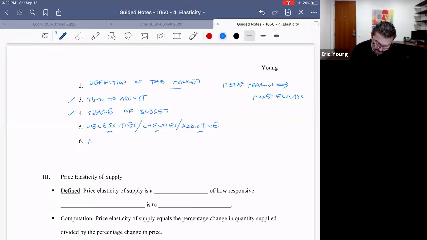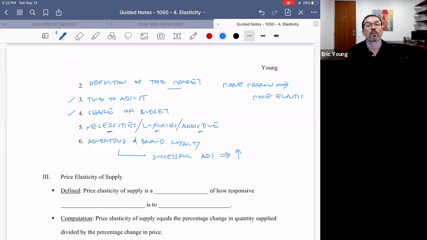And the final one, and this is something that those of you who are business majors, especially you marketing majors, will be tied to in your future studies. The sixth criteria, the sixth determinant of elasticity, would be things like advertising and brand loyalty. And what we believe in economics, and really more in the realm of business and marketing, MBA stuff, is that successful advertisement, successful ads will lead to more brand loyalty.